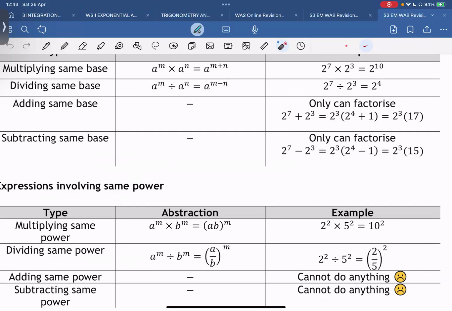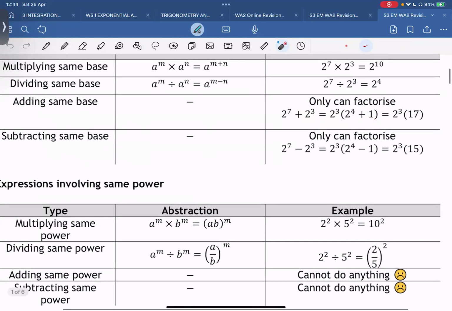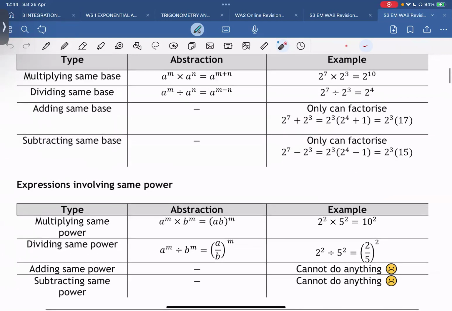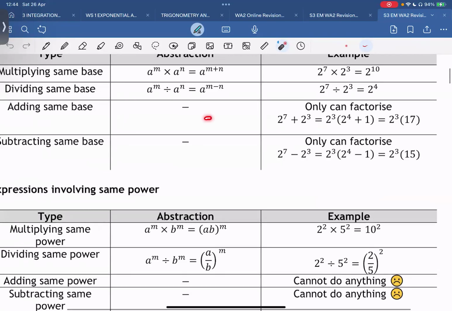If we factorize out 2 to the power of 3 from 2 to the power of 7, we will be left with 2 to the power of 4. And of course, factorizing out 2 to the power of 3 from 2 to the power of 3, we will be left with 1. So this is how we can simplify indices with a plus or a minus in between.